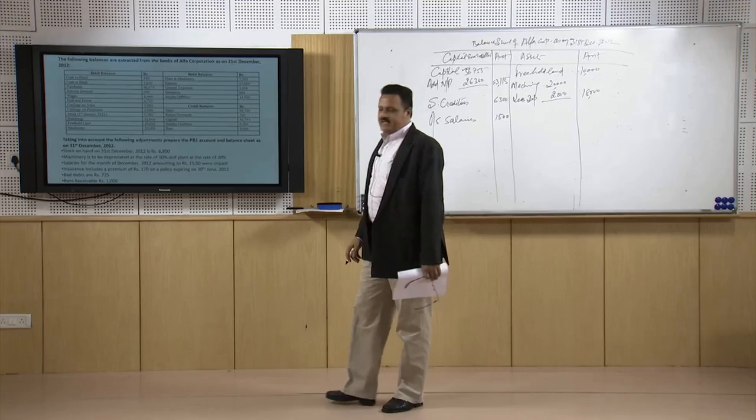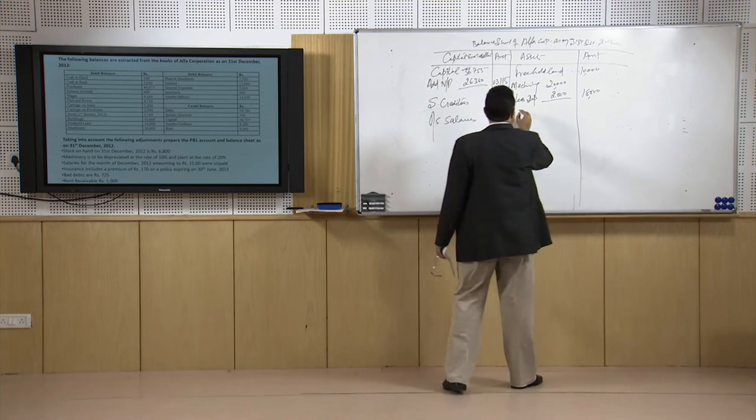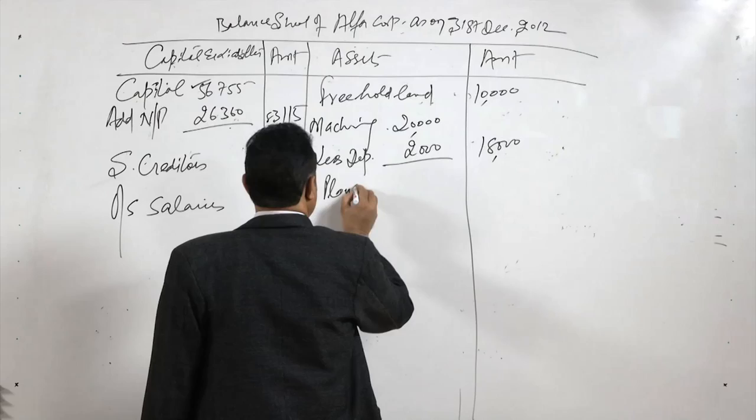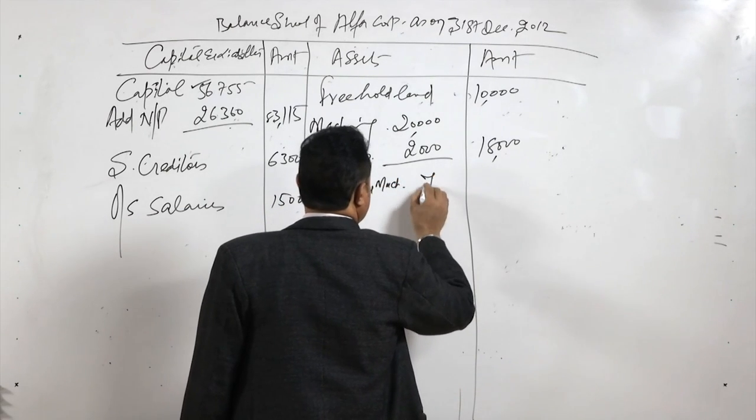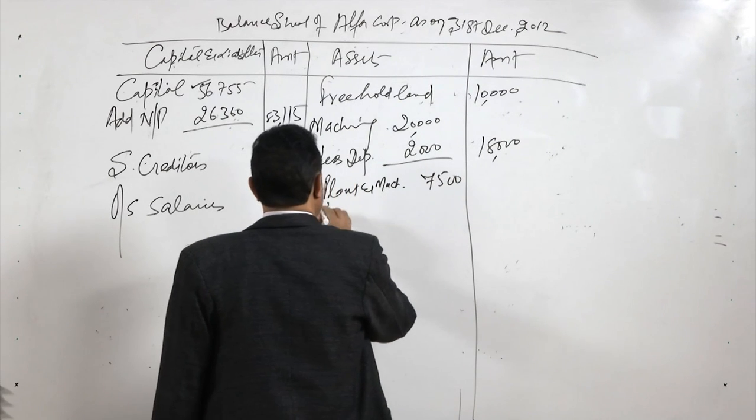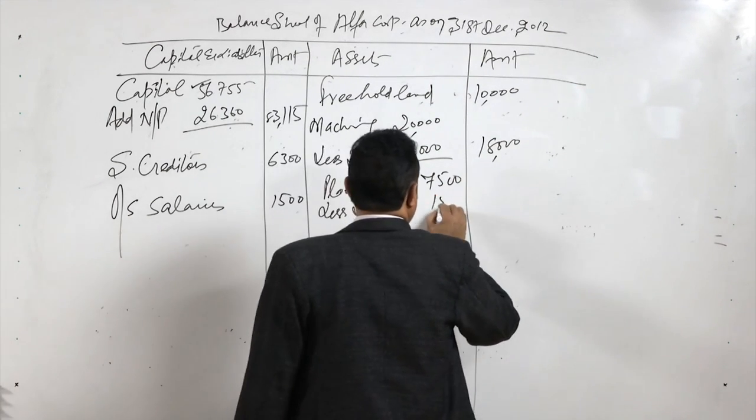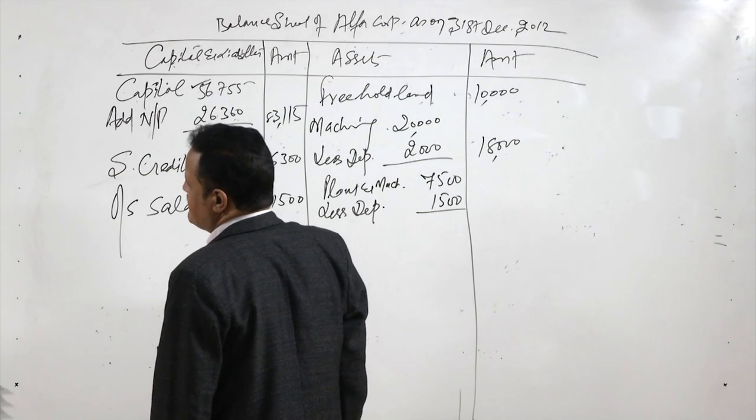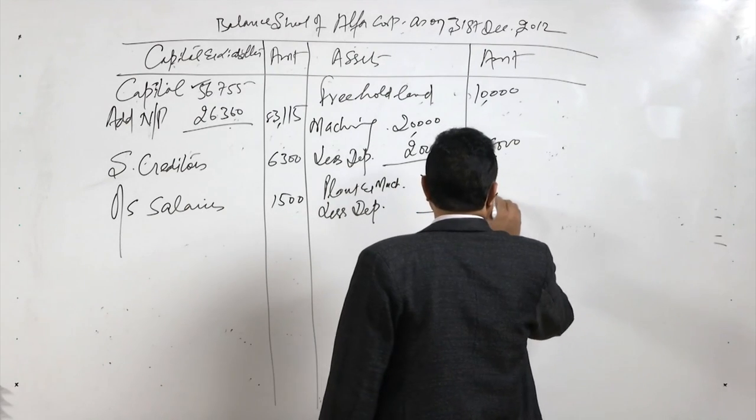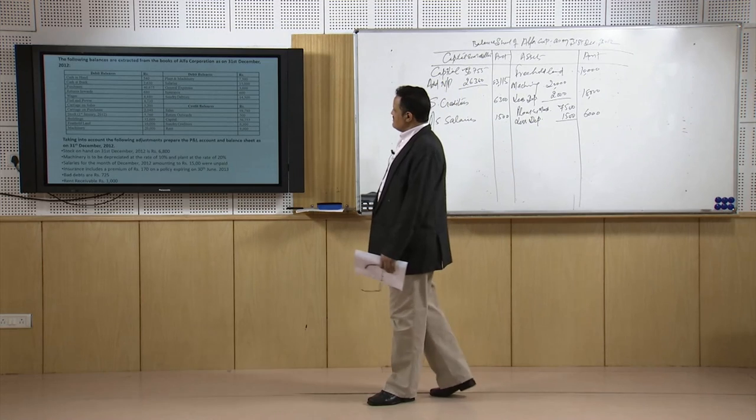Balance of the machinery is 18,000. Then is the plant and machinery. What is the balance of plant and machinery? It is 7,500 less depreciation. The depreciation amount is 1,500. So the balance left with us will be 6,000. Plant and machinery we have taken.